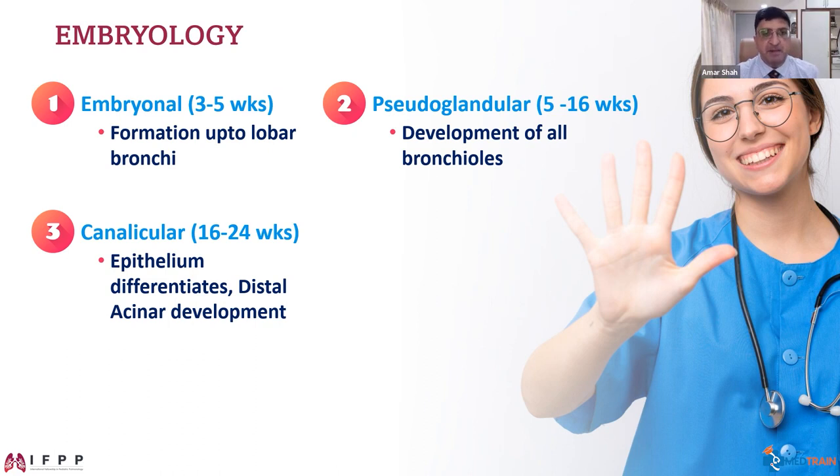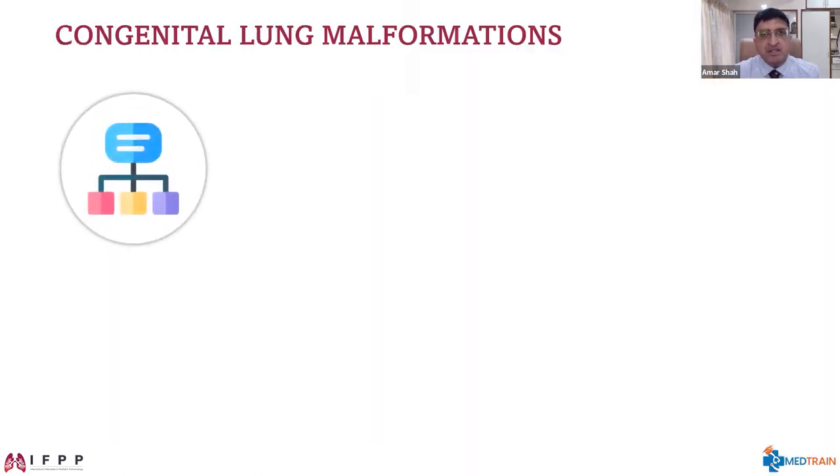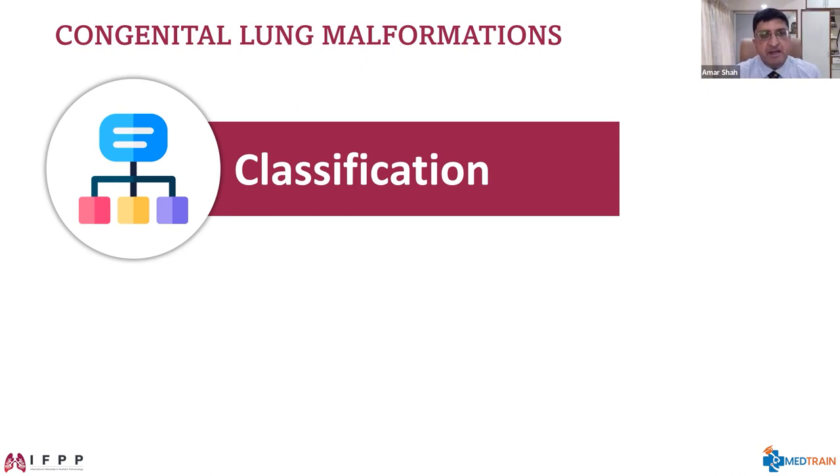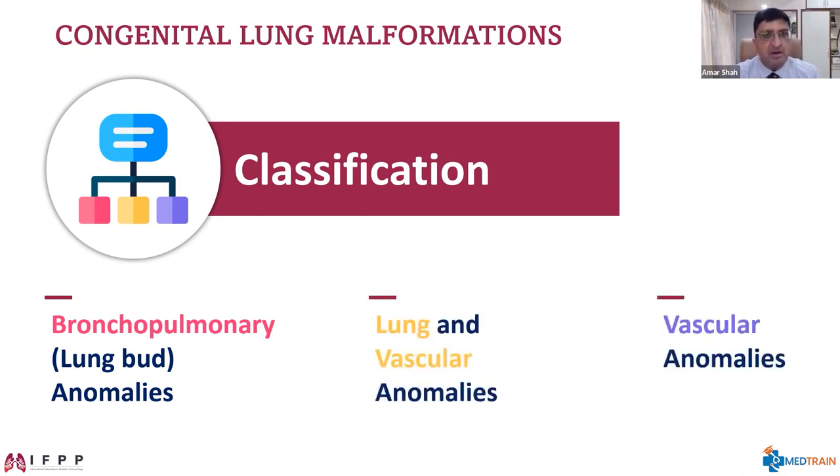The next is the saccular phase, between 24 and 36 weeks, where the alveoli and the terminal sacs develop. The final phase is the alveolar phase, which happens after 36 weeks, and it's predominantly a phase of maturation. So the congenital lung malformations can be classified into 3 broad categories. The first is bronchopulmonary or lung bud anomalies. The second is lung and vascular anomalies. And the third is isolated vascular anomalies.